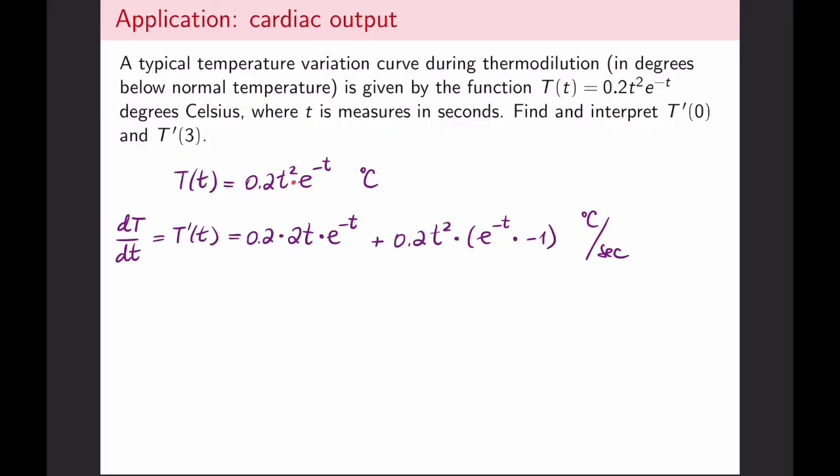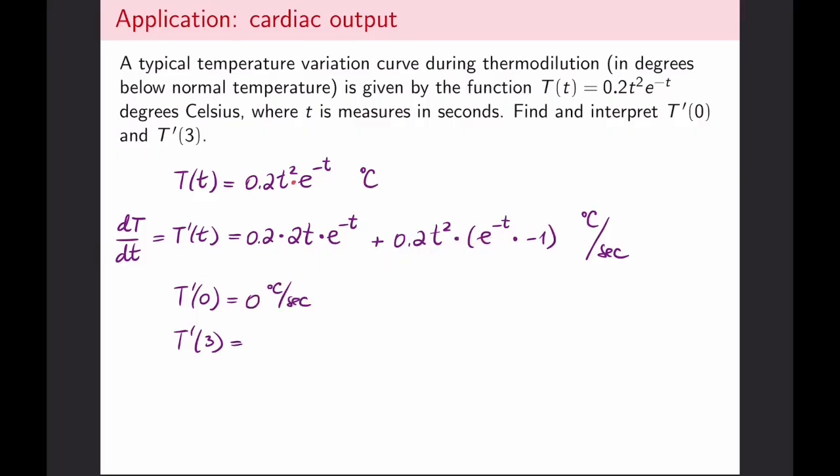If I calculate this now at 0 and at 3, what are going to be the numbers? At 0, I don't even have to pull out my calculator. I can actually do these calculations from here. This is 2 pieces. This first piece has t in it, so t being 0 will make the whole piece 0, and there's a t in here as well. So t being 0 will make this whole piece 0 as well. So at 0, I have 0 degrees Celsius per second.